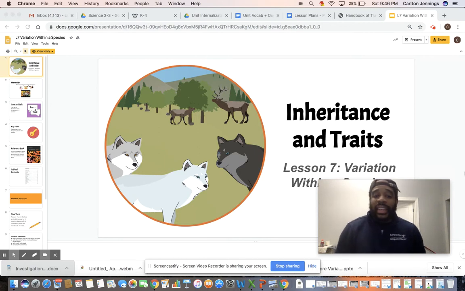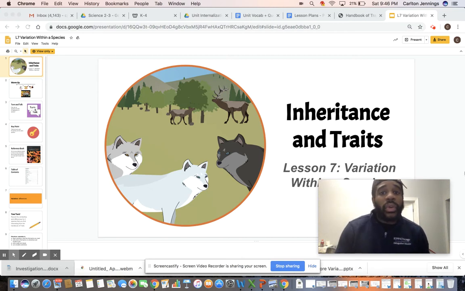So in this lesson, you are going to be able to use a reference text, which we've used before, called the Handbook of Traits, to figure out some different observable traits that are similar and different from others. So we're looking for similarities and variations. Remember, similarities are things that are the same, and variations are things that are different.